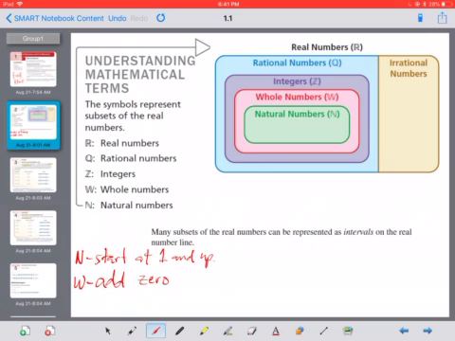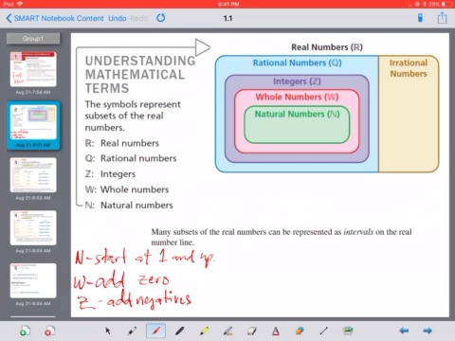And then we get into integers. Integers, represented by a Z, adds in the negative numbers. So now we're adding -1, -2, -3, -4, and so on and so forth towards negative infinity.